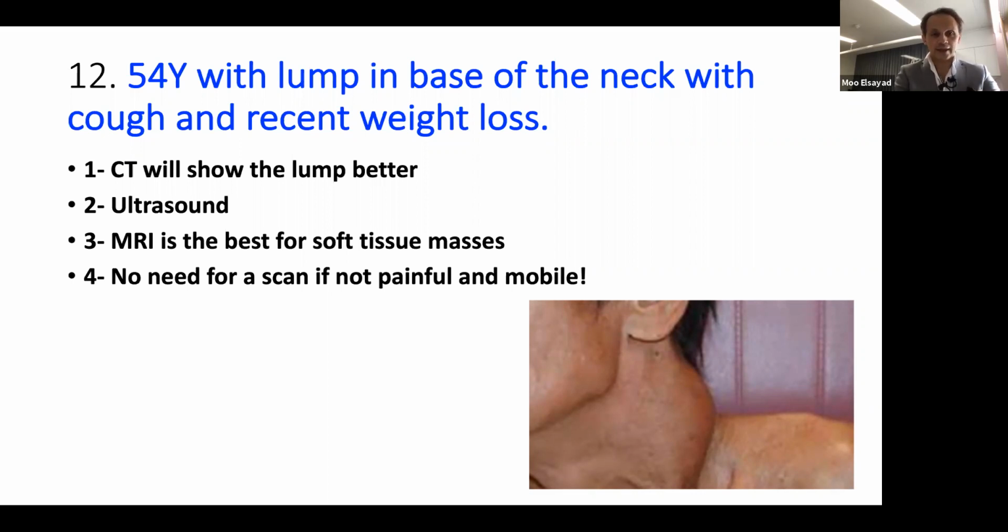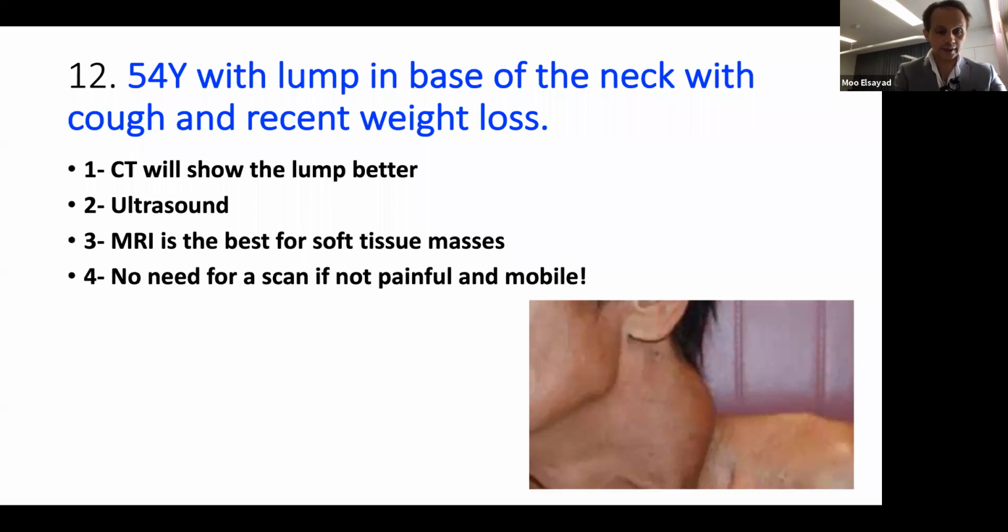MRI for a soft tissue mass is not a bad idea, but I think we just have to establish, because although this links things together, we don't know whether the weight loss was intentional or not. We don't know whether the cough was long-standing for 20 years, if the patient had COPD.